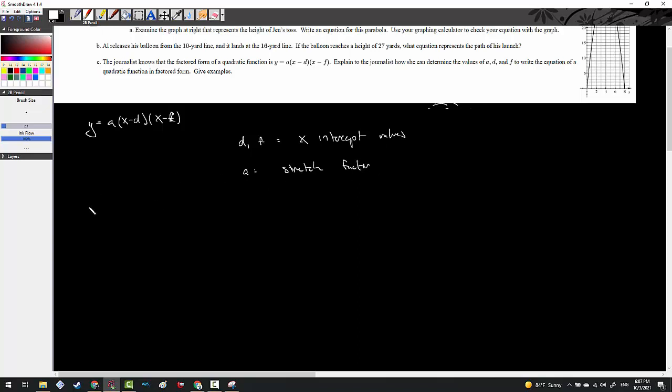So for example, if I do y equals negative 4 parentheses x plus 1 times x minus 7, here's an example that they're asking for. We know that my x-intercepts are going to be at (negative 1, 0), again, the opposite of that positive 1, and (7, 0). And my stretch factor will be 4, and the negative means it's also going to be upside down, or downward facing.